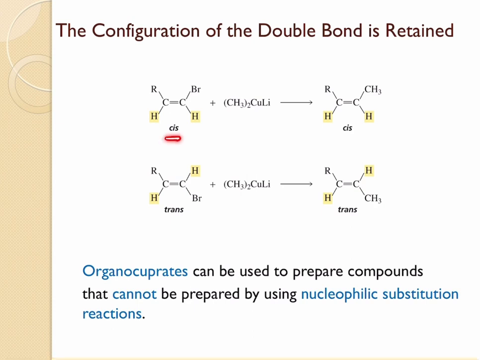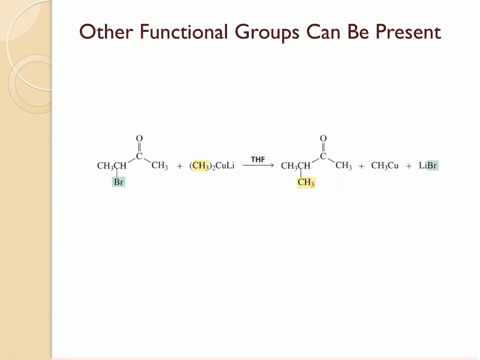This coupling reaction, which is basically a substitution reaction, is stereospecific. If you start with cis, you only get cis, and if you start with trans, you only get trans. So the configuration of the double bond is retained in the product. Organocuprates can also replace halogens in compounds that contain other functional groups. For example, here we have a halo-substituted ketone, and this halogen can be conveniently replaced by this methyl group from the organocuprate.